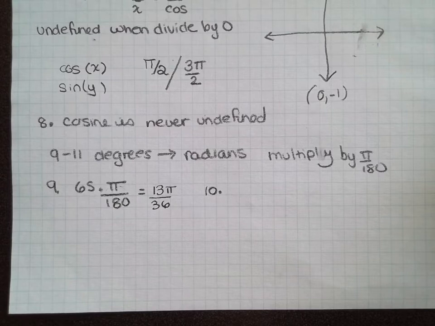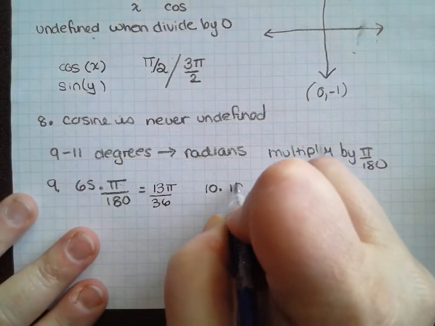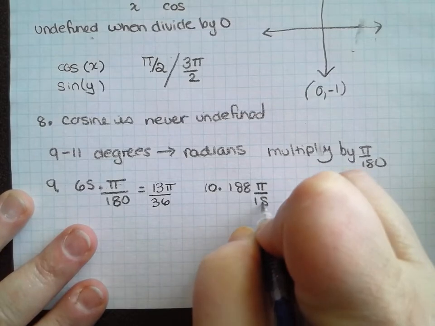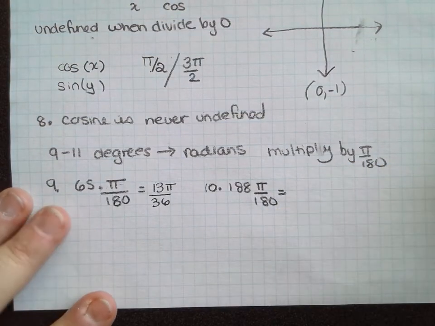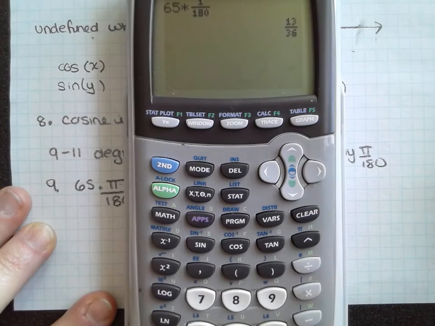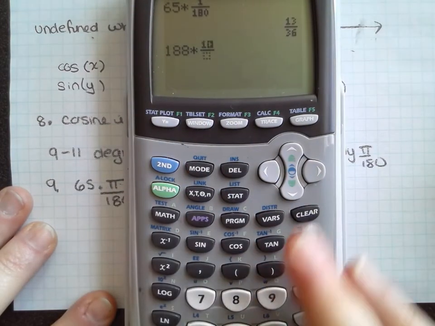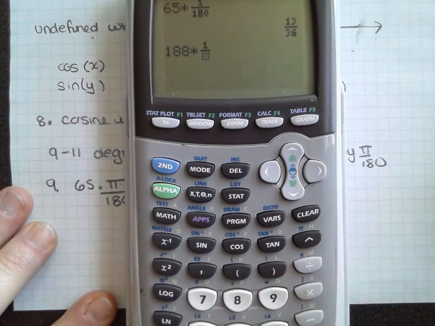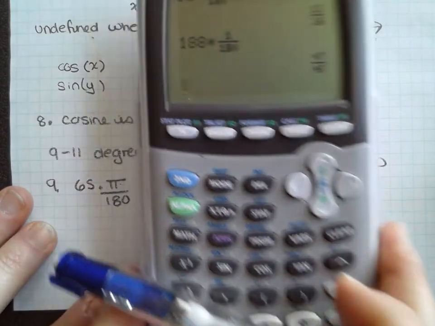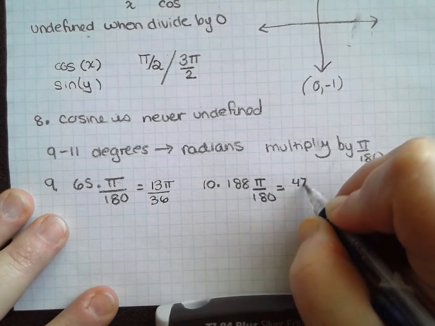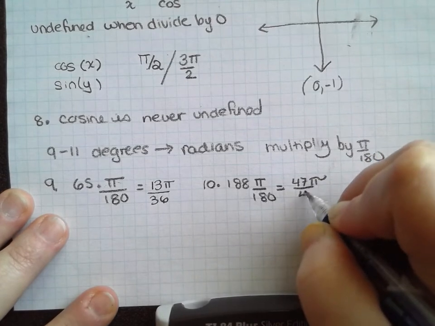So convert 188. So I'm going to multiply that by pi over 180. And what's nice is that this just goes ahead and reduces it for me. Okay, and that's 47 over 45. So that's going to be 47 pi over 45, number 11.